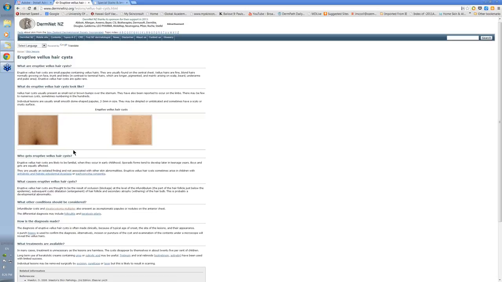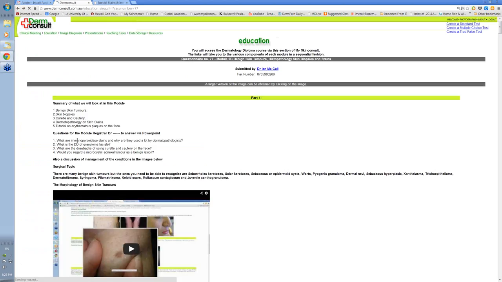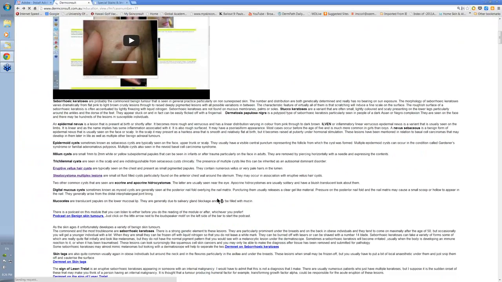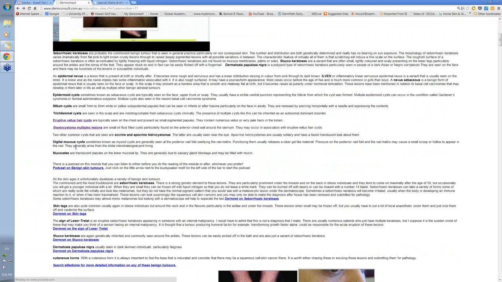It's one that we don't see that often, so it's useful just to get your head around eruptive vellus hair cysts and what to look at. So have a good read at that DermNet reference on it. And steatocystoma multiplex lesions, they've said here, small oil-filled cysts, anterior chest wall along the sternum. So they're seen in the same area as eruptive vellus hair cysts. I've said there they may occur in association with them.